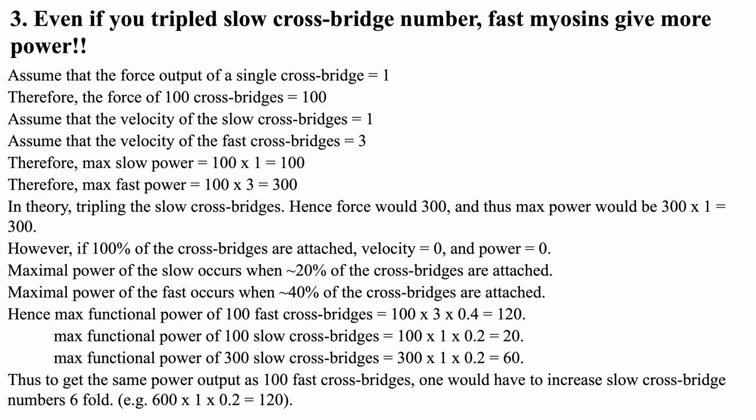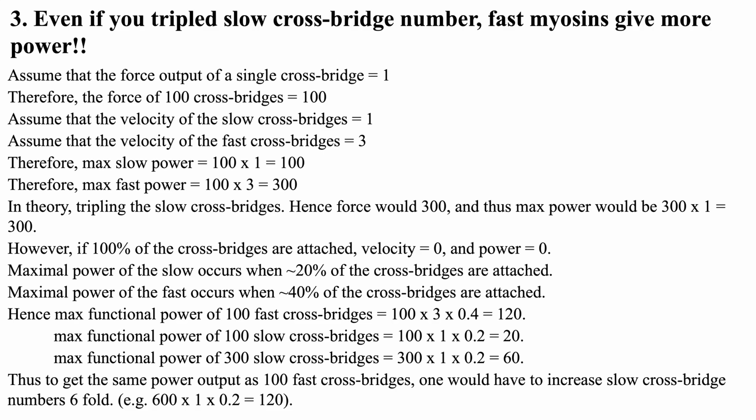So once again, don't need to worry about all the math on here. This is just to highlight the point right here. It says assume that the force output of a single cross bridge is 1. Therefore, the force of 100 cross bridges equals 100. Assume the velocity of a slow cross bridge is 1. Assume the velocity of a fast cross bridge is 3.